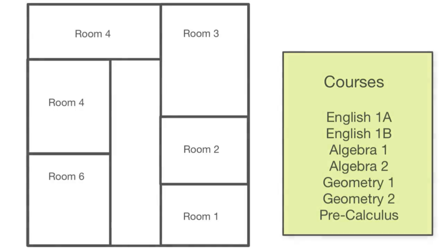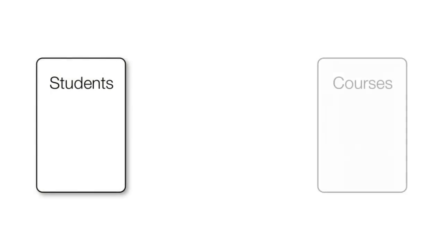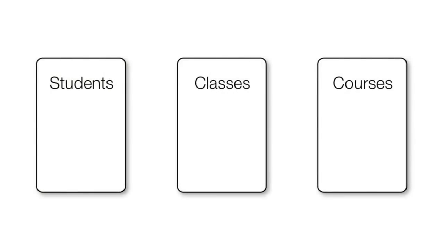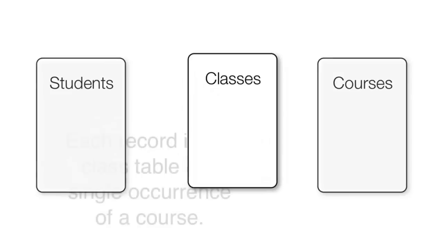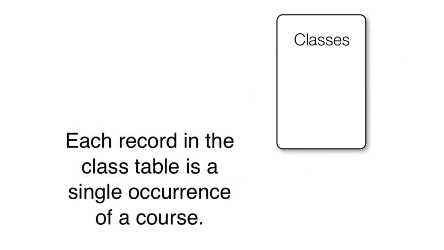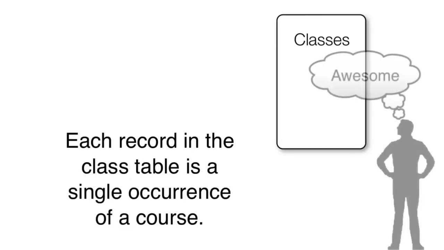So to keep things straight, we have students, we have courses, and we're going to create a third table called classes. And the definition here is something that's a little bit more tricky than what we've had before. We're going to say that each record in the class table is a single occurrence of a course.